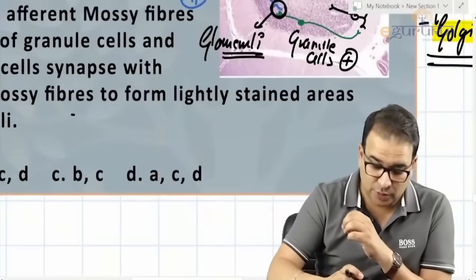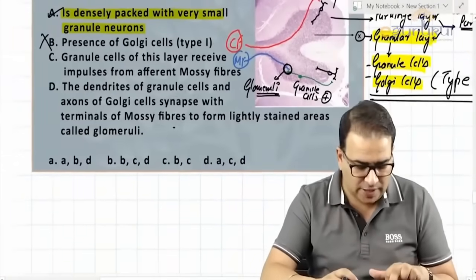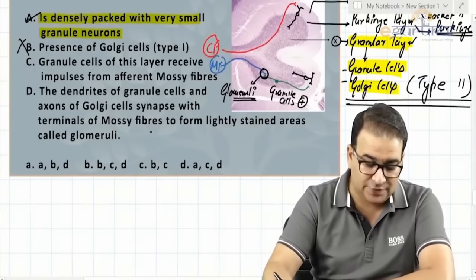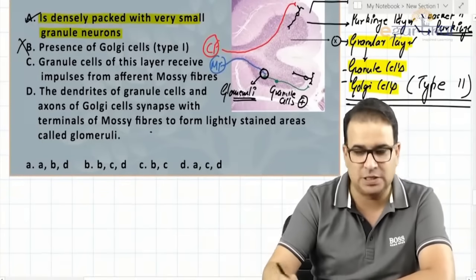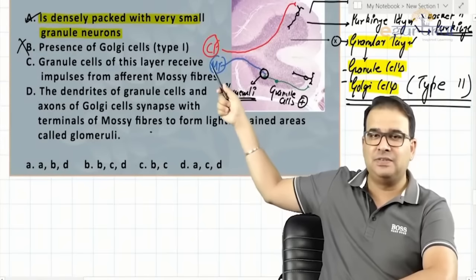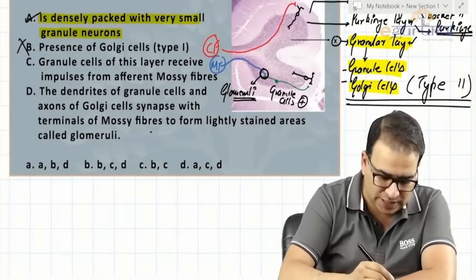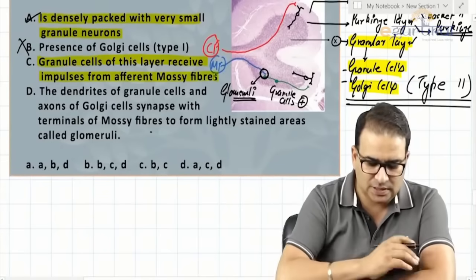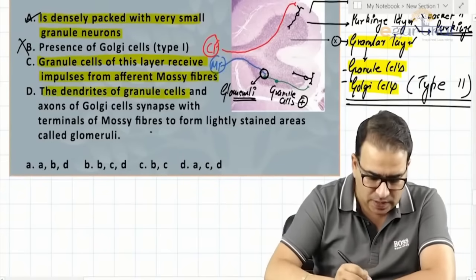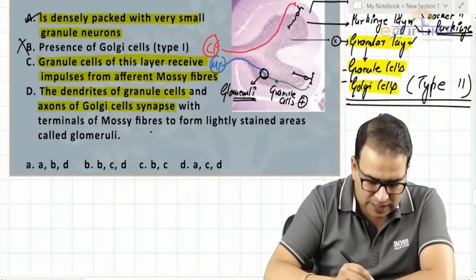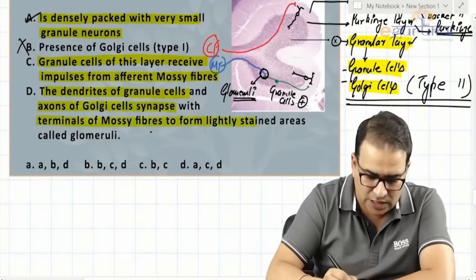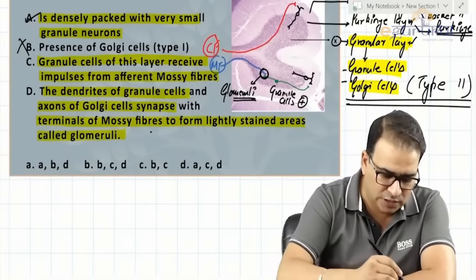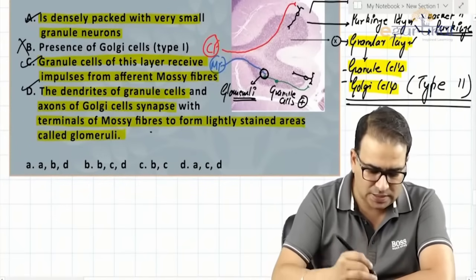So let me read the other options here. We already read till option B. Option C says granule cells of this layer receive impulses from afferent mossy fibers. That's what is happening. These granule cells are receiving the afferents from the mossy fibers. So that is also correct. Option D says the dendrites of granule cells, axons of Golgi cells, and mossy fibers together form a lightly stained region that is called the cerebellar glomeruli. That also is correct. So A, C, and D.